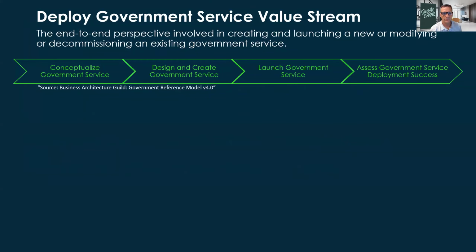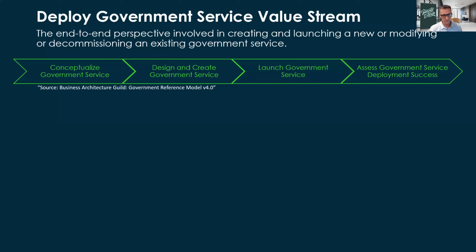Okay, so I borrowed this value stream to start defining our problem. This is a value stream from the Business Architecture Guild, and it's just a high-level way to start looking at what it takes to deploy a service. My use case today is going to be specific to government, but I'm going to stick to the broader concepts until we get down to the use cases, and then I'll actually drop into government.